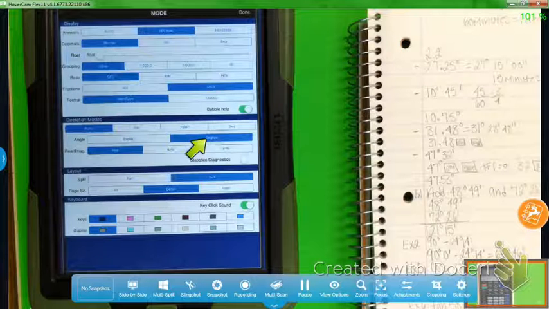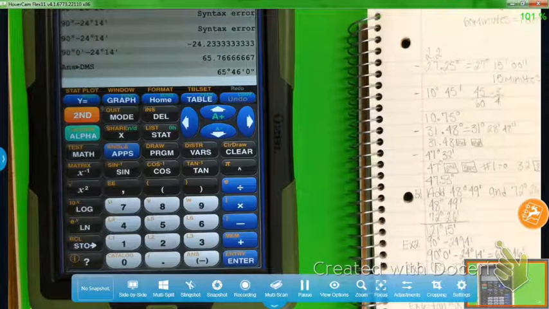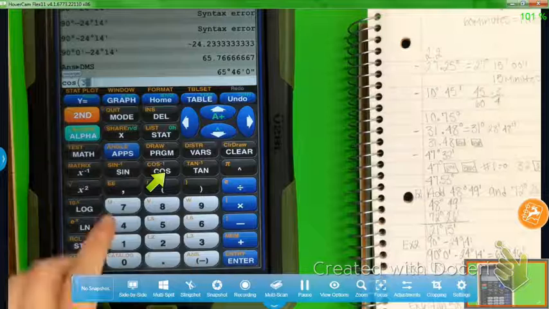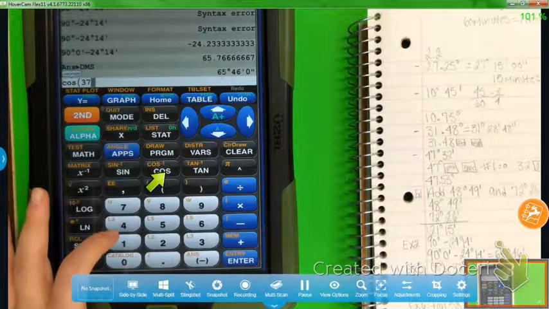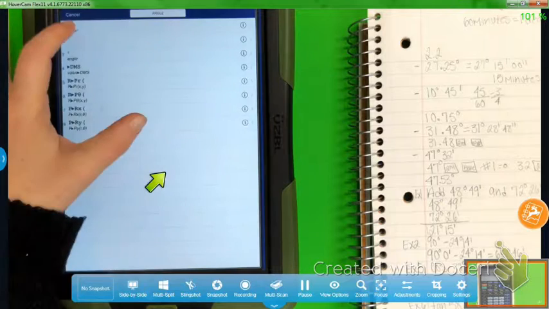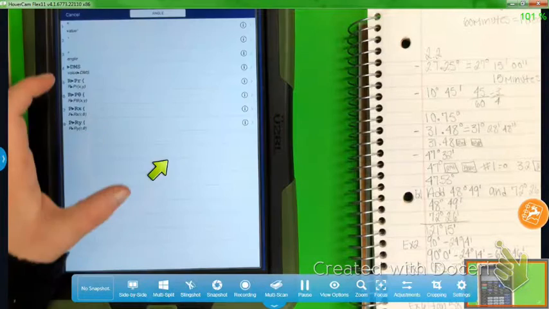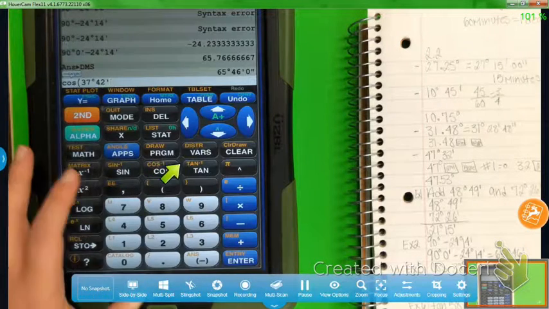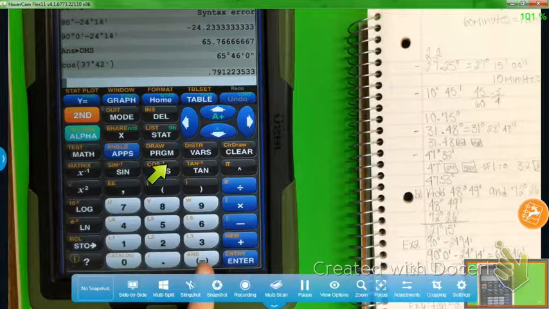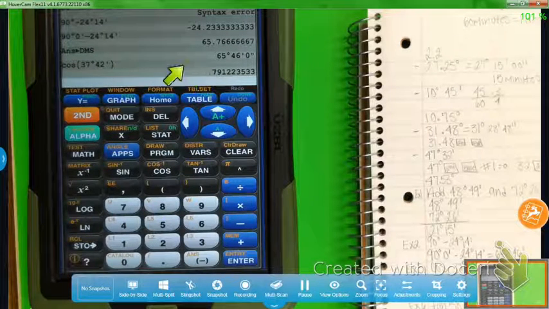And that's an important thing when you take the ACT and you have a handheld. You make sure you're in degrees if it's a degrees problem, or radians if it's a radians problem, okay? So hit done. And your trigonometric functions are right here, sine, cosine, and tangent. So you simply want to type in cosine of 37 degrees and 42 minutes, close your parentheses, or it will close it for you, and then hit enter, and there is that. So I want to refresh your memory from yesterday.